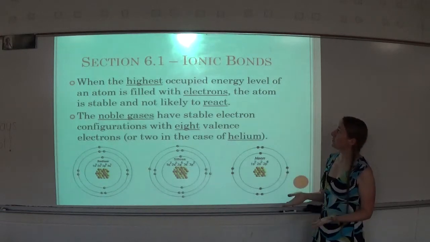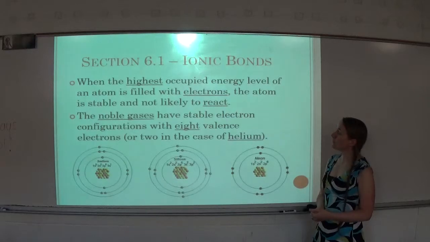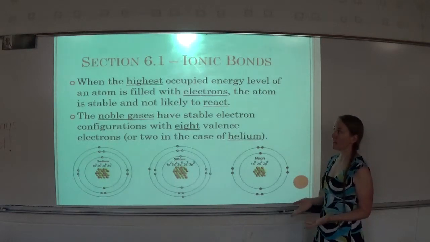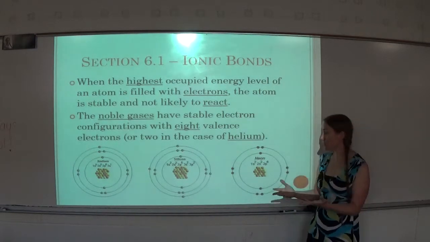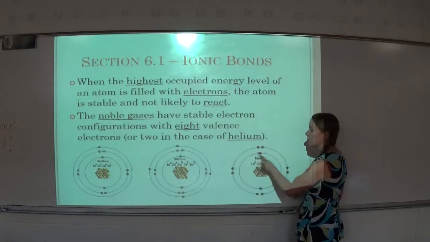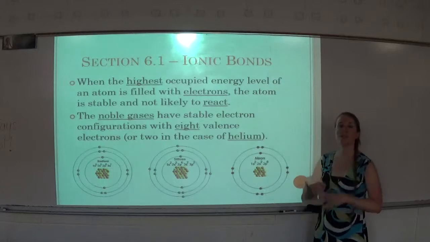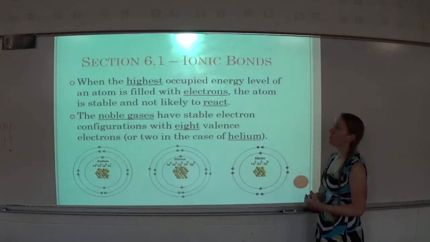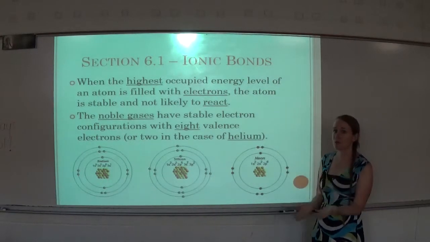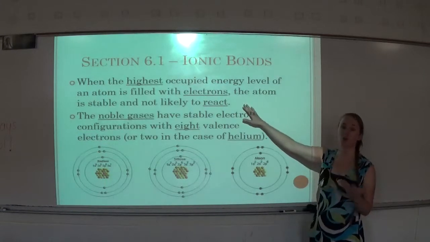When the highest occupied energy level of an atom is filled with electrons, the atom is stable and not likely to react. In a previous video we learned the first energy level can hold 2 electrons, then it's full. The second energy level can hold 8, then it's full, and so forth. When they're full and don't have room for any more electrons, they are unreactive.